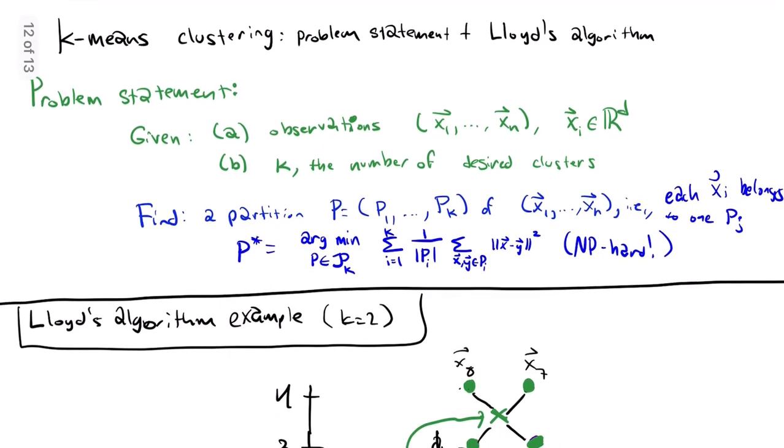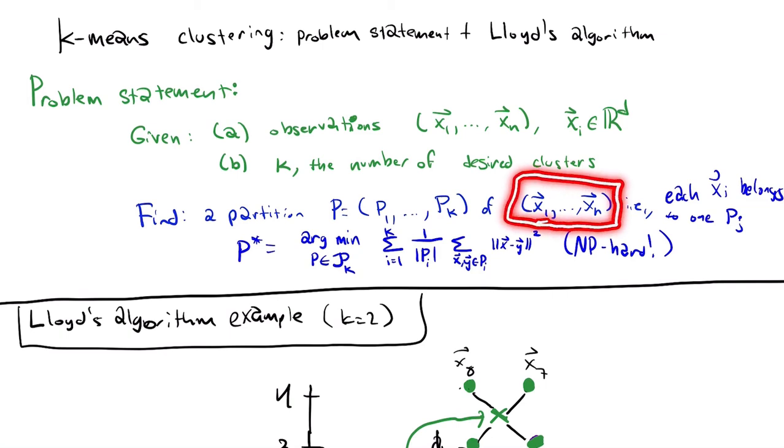So in review, what is k-means? The problem statement is given n observations of d-dimensional vectors, and the number of desired clusters k, that is the k-means, find a partition with k elements of that data. So it basically is a classification, putting n things into k classifications.